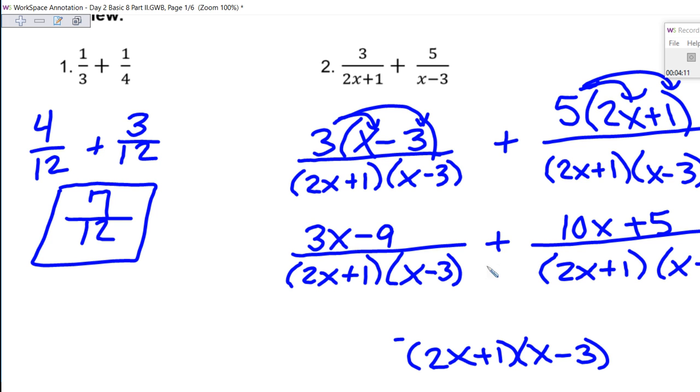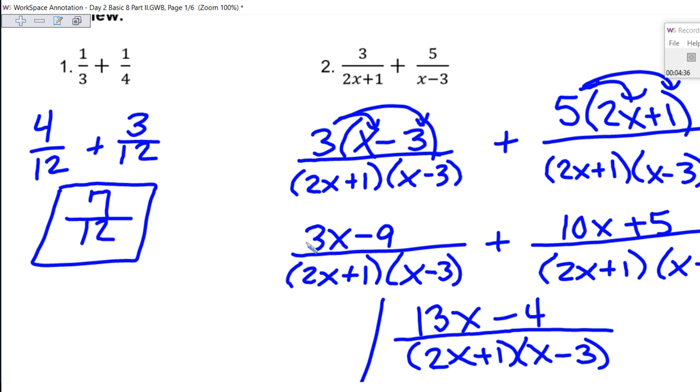Now add your numerators together. So what's 3x plus 10x? 13x. And what's negative 9 plus 5? Negative 4. Now I left the denominator in factored form because I was hoping that we might have a factor that cancels. So do we have any factor in the numerator and denominator that would cancel? No. So that's my answer, and we'll just leave our answer in factored form.